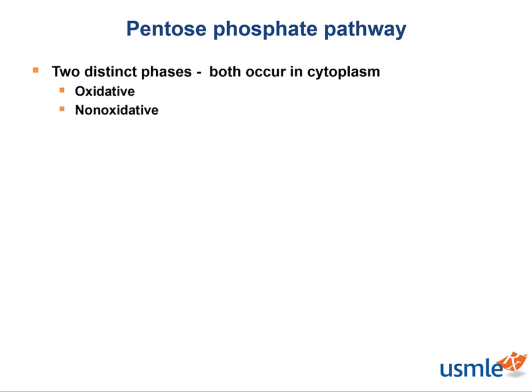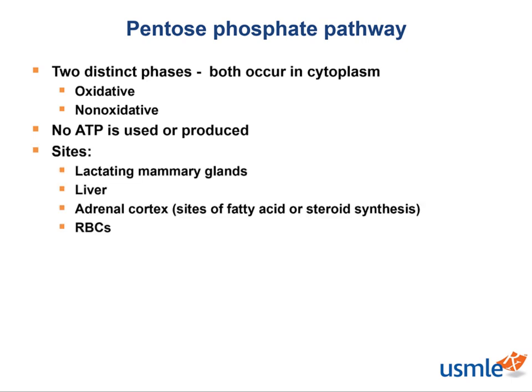What's great about this shunt is that it gives us NADPH and ribose, but no ATP is used or produced. Where then would you expect the pentose phosphate pathway to come into play? Where do we need to synthesize and reduce things? So you're right if you're thinking its sites are in the lactating mammary glands, the liver, the adrenal cortex, which is where fatty acid and steroid synthesis occur, and in the red blood cells.